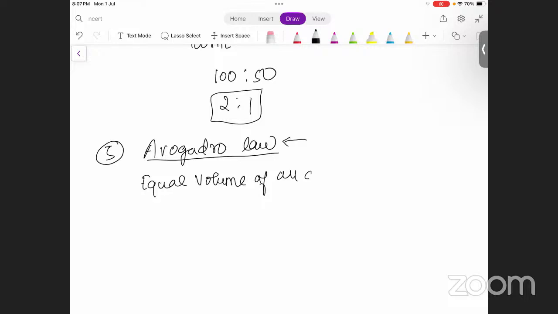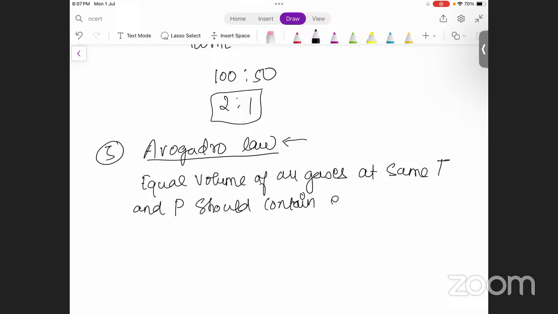So what it says is equal volume of all gases at same temperature, so for temperature I am writing T and for pressure I'll write P. So equal volume of all gases at same temperature and pressure should contain equal number of molecules.